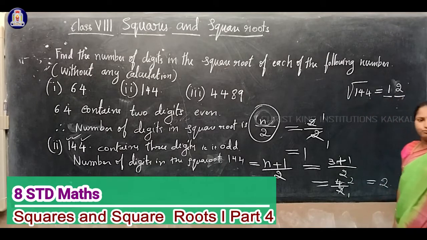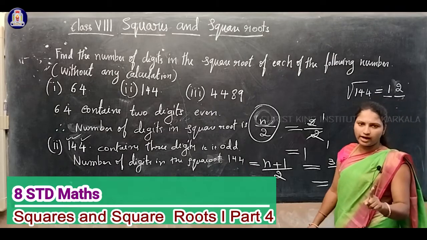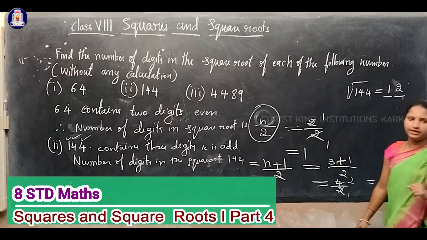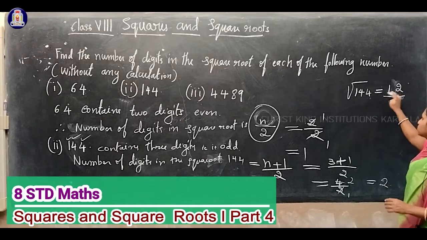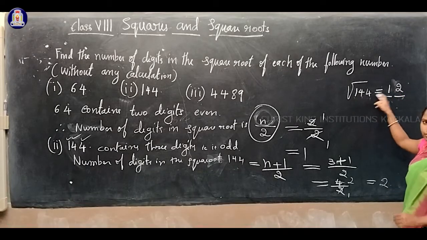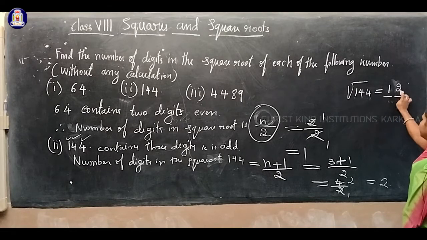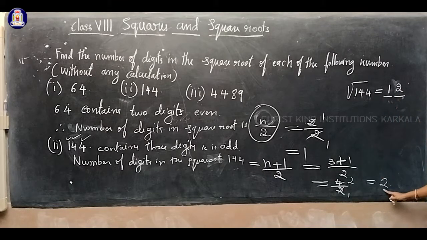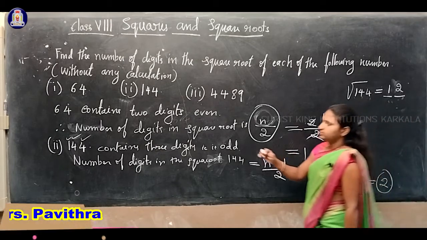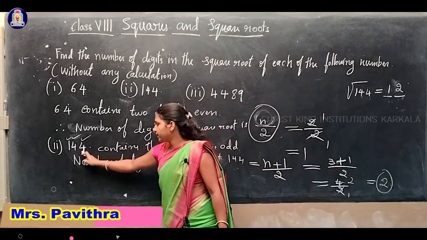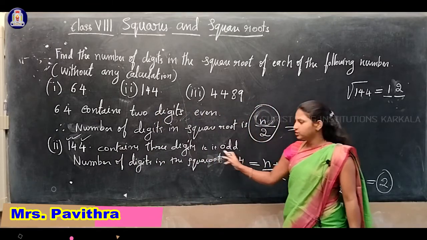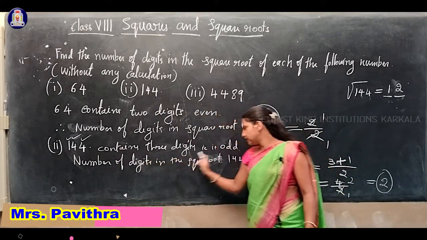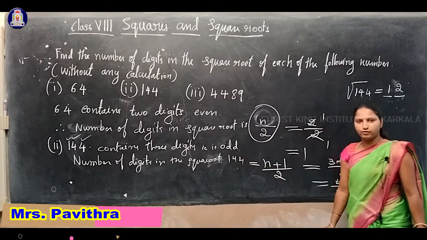If you multiply 12 into 12, we will get 144. Clear? So how many digits are there in the square root of 144? The digits are 1 and 2, so 2 digits. Here also we got the answer: 2 digits. So 144 contains 3 digits, which is odd.